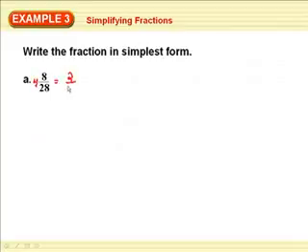So then that would be 2/7. 4 goes into 8 twice. 4 goes into 28 7 times. Let's say you don't pick 4. Let's say you only pick 2.